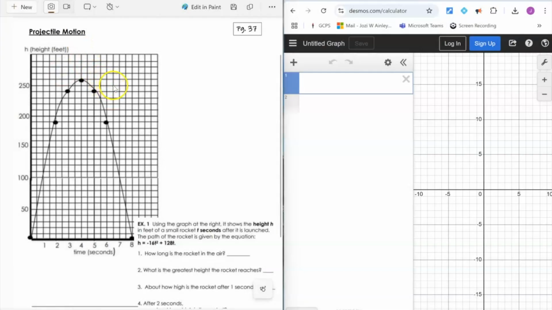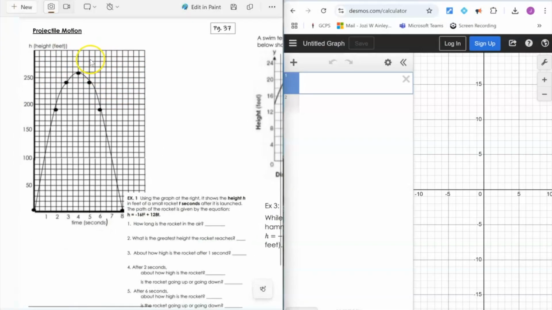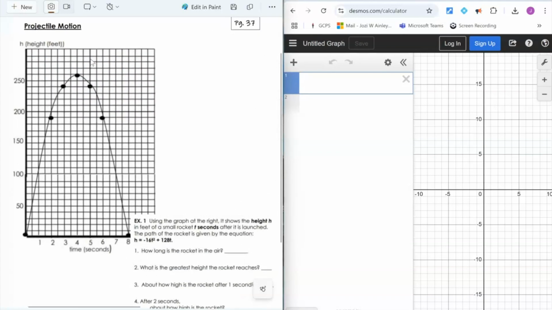All right, guys, we're going to quickly take a look at projectile motion. And all that is just a quadratic in context. Okay, so what you want to pay attention to is what's happening in the question.